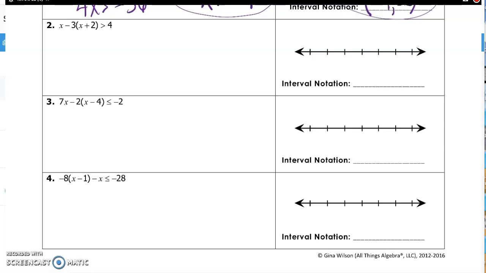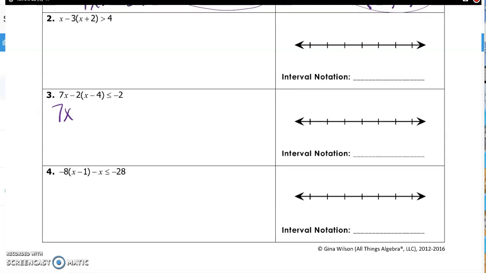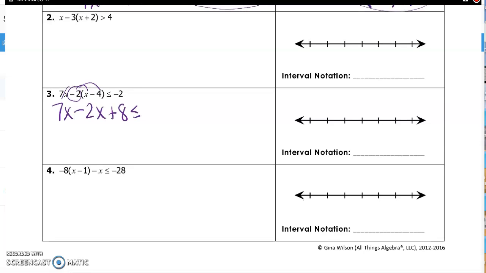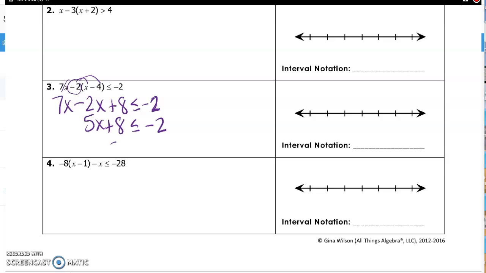Let's look at number 3. 7x, then we need to distribute the negative 2. Remember, that's a negative 2, so minus 2x plus 8 is less than or equal to negative 2. Some of you are comfortable doing 2 steps at once here. If not, I'll write it all out. So we have 5x plus 8 is less than or equal to negative 2. So you combine your like terms. Then you subtract 8 from both sides. 5x is less than or equal to negative 10.